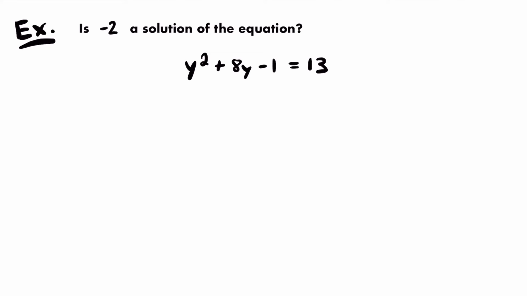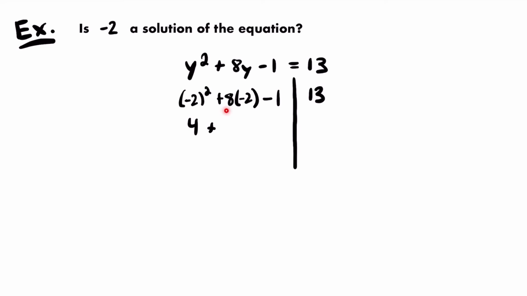All right, so below the equal sign, I'm going to draw a little divider here so we can easily compare the two sides. Plugging in -2, we have -2 squared plus 8 times -2 minus 1, and on the other side we still have 13. Now simplifying, -2 squared is 4, so we have 4 plus 8 times -2. 8 times -2 is -16, so we have plus -16 and then minus 1, and we still have 13 on the other side. Now simplifying further, 4 plus -16 is -12, and then -12 minus 1 is -13.